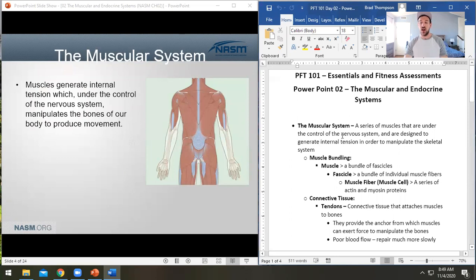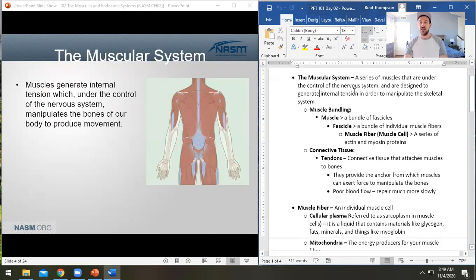systems today. So your muscular system, if we give that an overall big definition, is a series of muscles that are under the control of your nervous system, and they're designed to generate internal tension, and that internal tension will allow them to move your skeletal system around. So that manipulates your skeletal system. You've got these bones that are acting as levers, and you've got these muscles that are pulling on those levers in order to change all your angles and manipulate your body in a bunch of different ways. And those muscles are shaped in a very specific way because the cells that make them up are shaped in a very specific way to have these special little proteins in them that allow them to shorten and relax.